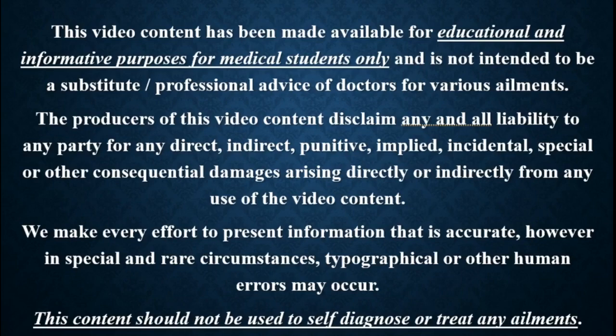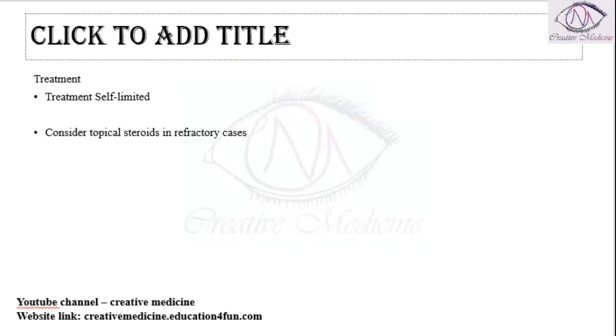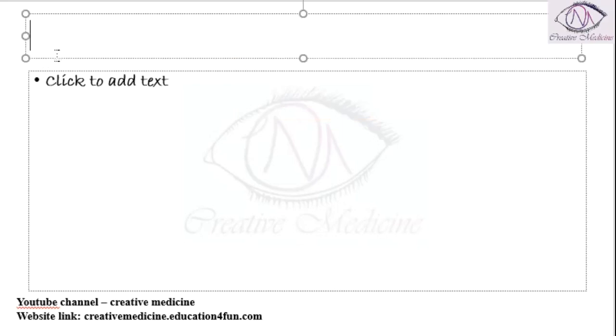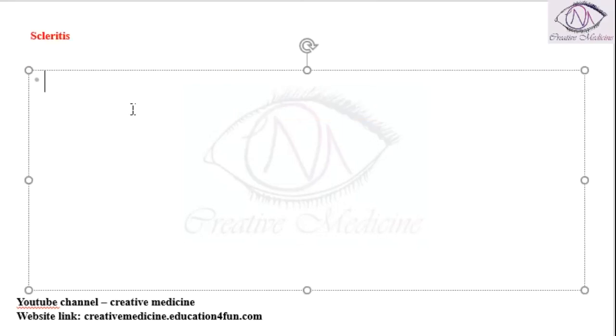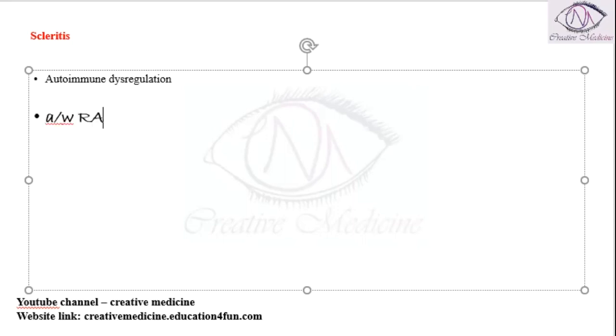In this lecture, we will learn about the second important condition, scleritis. Now, scleritis is mainly due to an autoimmune dysregulation. It is associated with many autoimmune diseases, like rheumatoid arthritis and others.